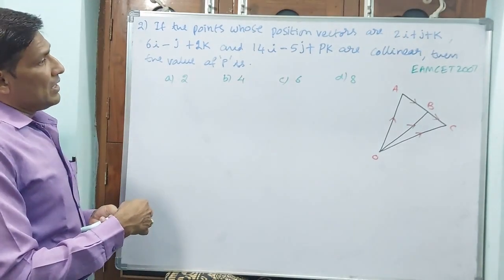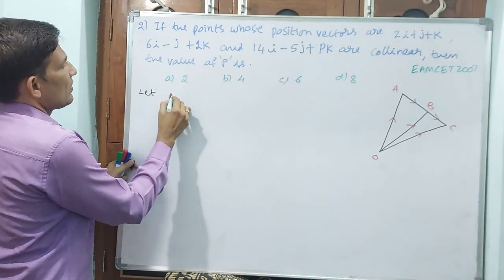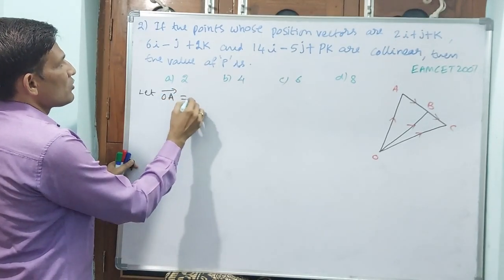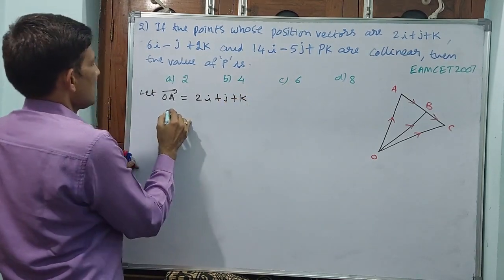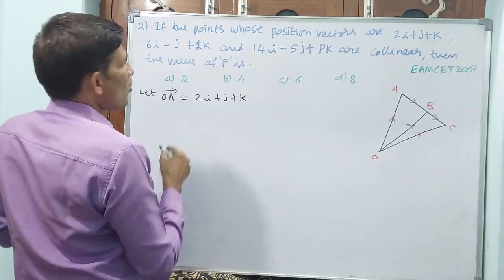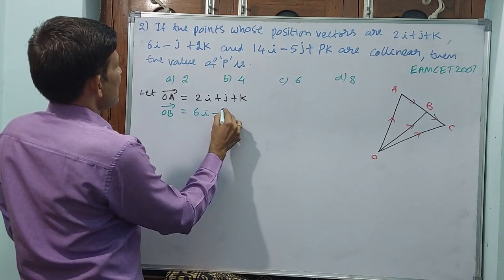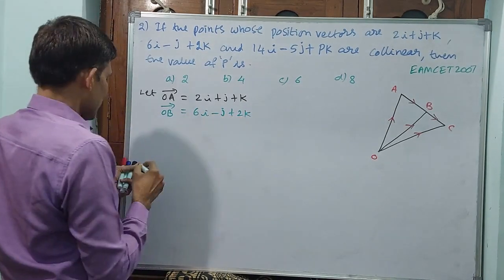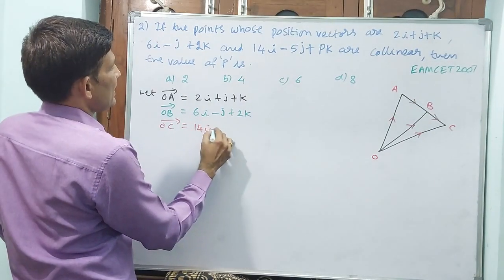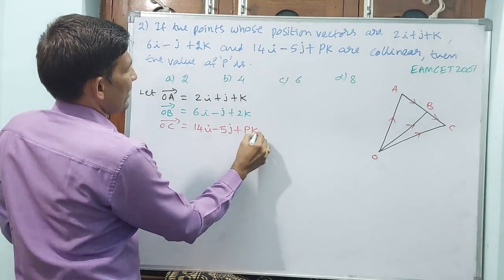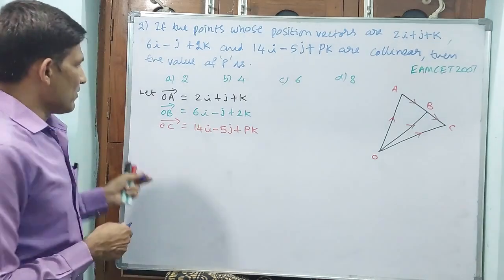Now, let me proceed further. See what I am writing. Let the position vector OA be equal to 2i plus j plus k. OB position vector is 6i minus j plus 2k. And OC position vector is equal to 14i minus 5j plus pk. Now you tell me, as per the diagram, OB is equal to OA plus AB. Write down.